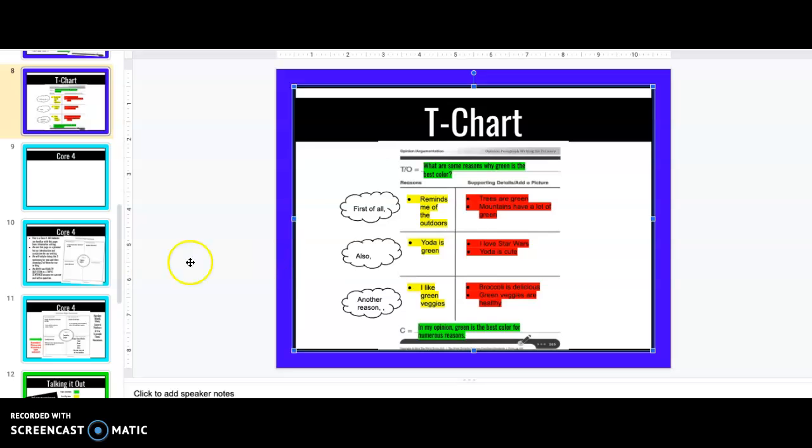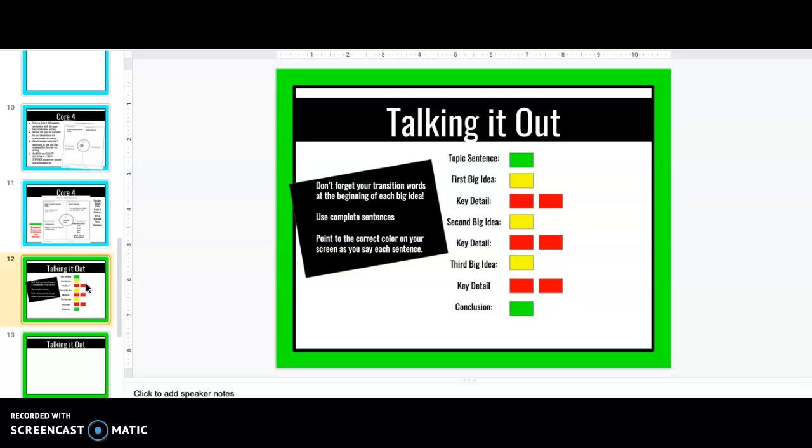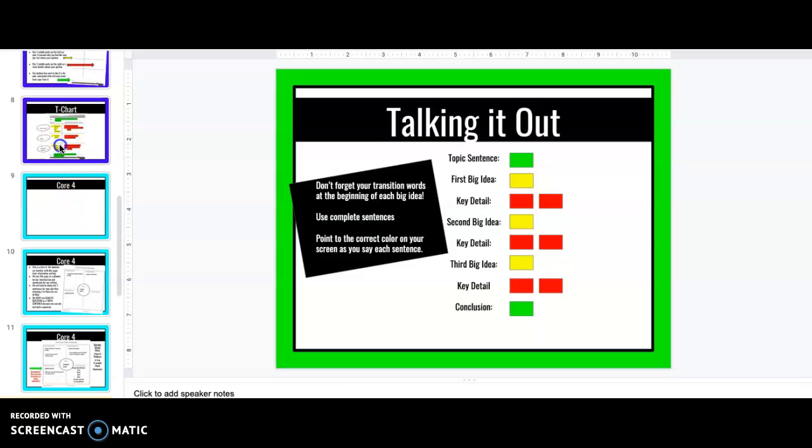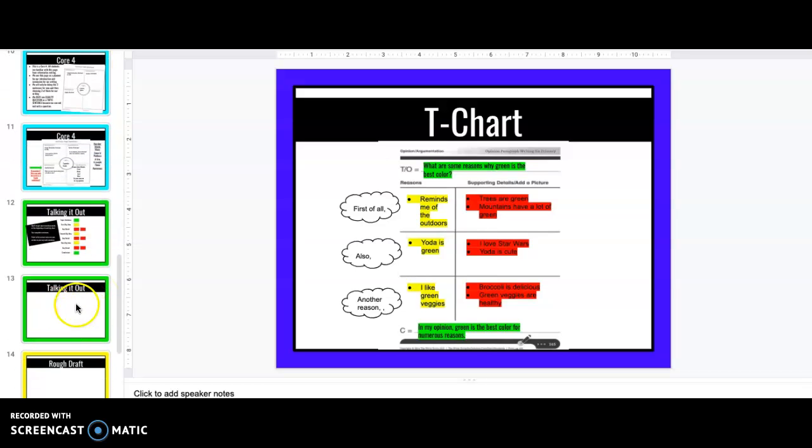Now what I'm going to do is talk it out. Just as a reminder, there's a slide right here that explains talking it out. And I said that you guys could use this slide by pointing to each correct color as you're saying that color-coded sentence. Now remember, on our T-chart, it's like a grocery list. When I'm talking this out, I really need to stretch these out into complete sentences. So when you're finished with your T-chart and your Core 4, you'll go down to this slide right here, and you'll look for the video of me talking it out.